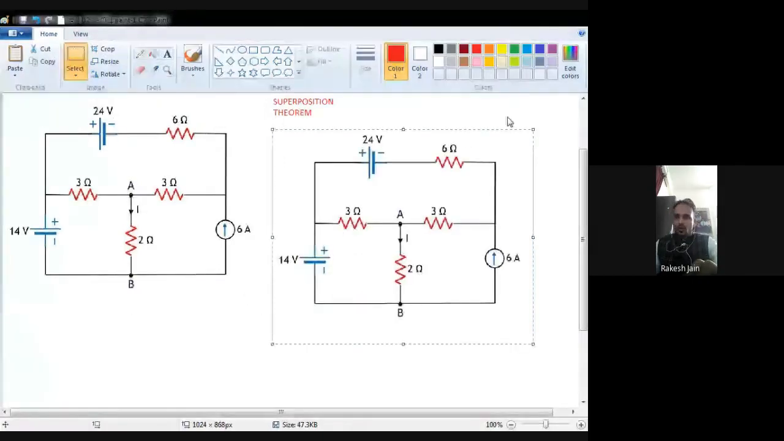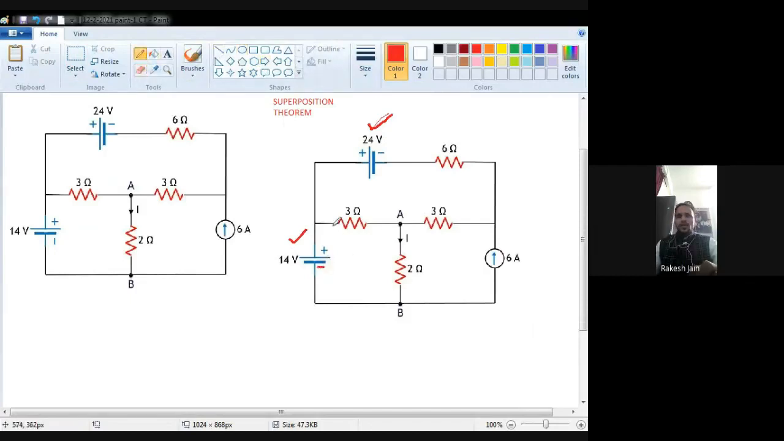First of all, just see this question. How many sources are there? So 24 volt. First of all, I just copy this, so if I do any modification, you will not get confused. Now see this. Okay, this is your question. You have to find out the current I with the help of the superposition theorem.